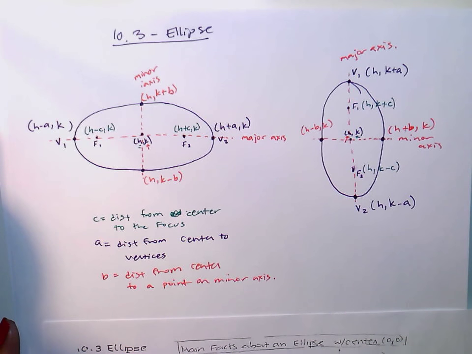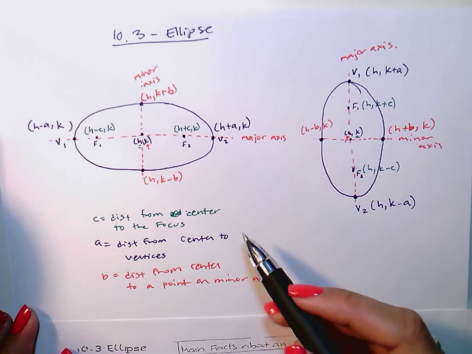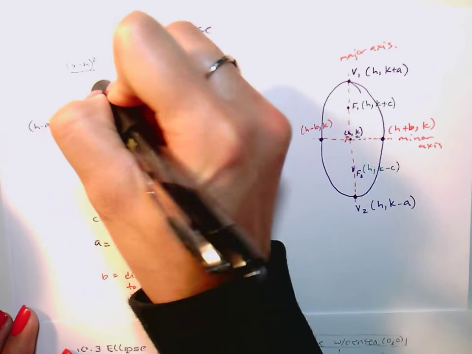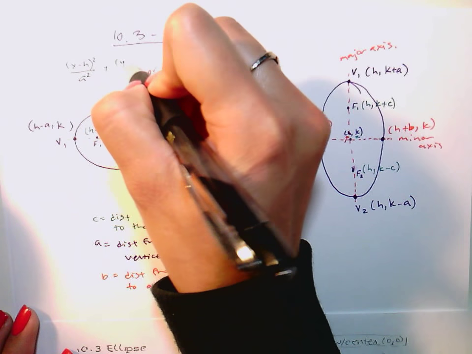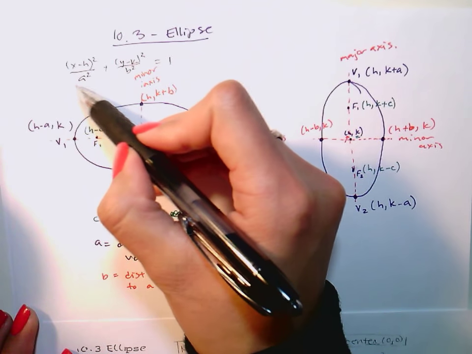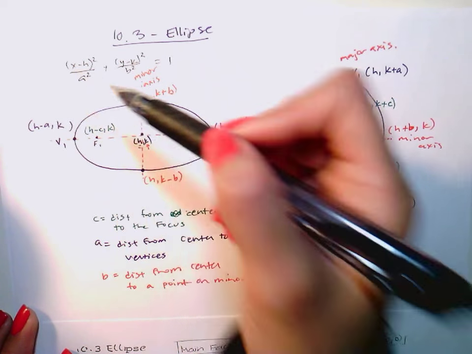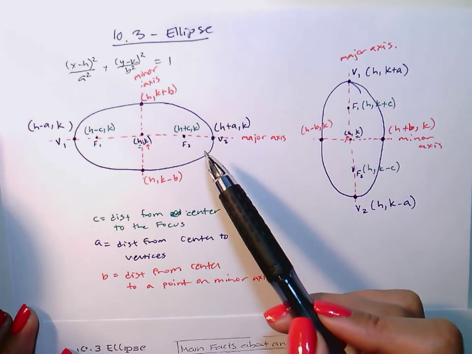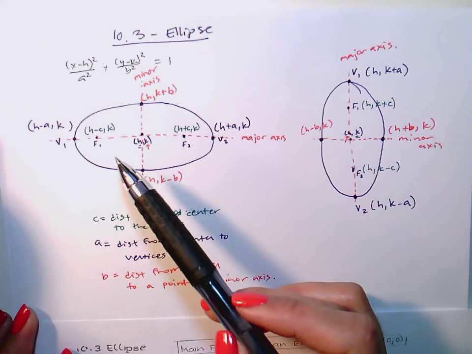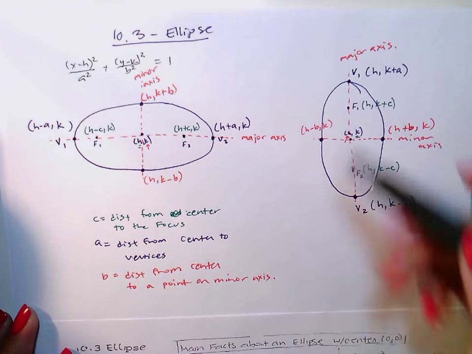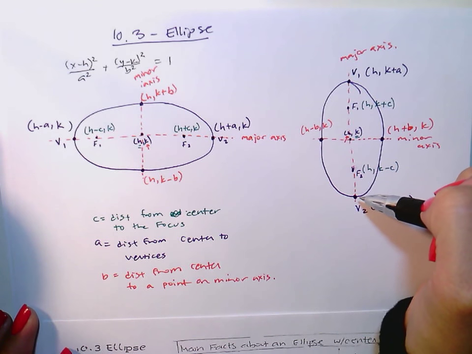One more really important thing about these ellipses is their equations. For this one, it's going to be x minus h squared over a squared plus y minus k squared over b squared is equal to 1. So this a squared always goes under the variable depending on the major axis. If the major axis is parallel to the x-axis, then a squared is going to go under the x.